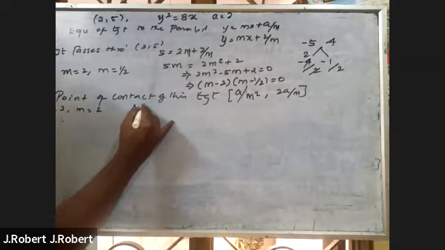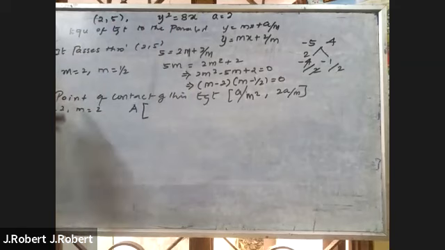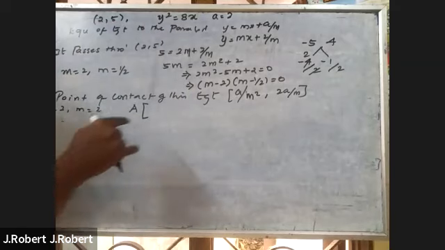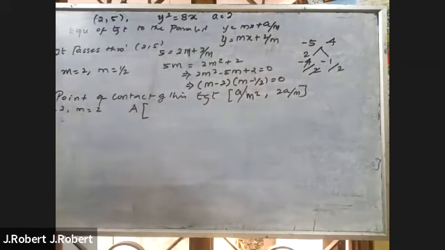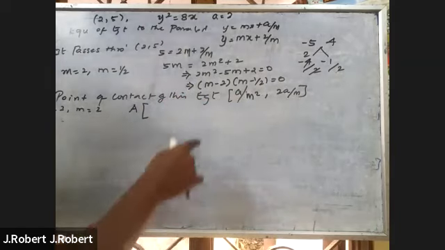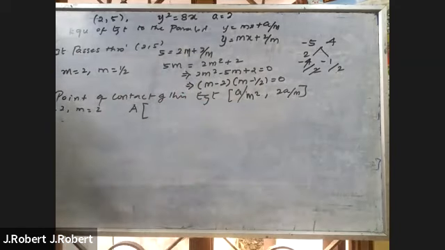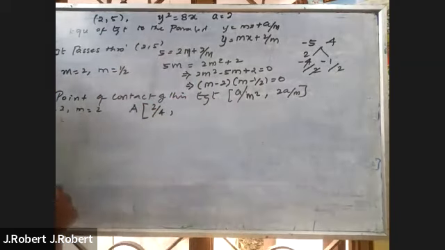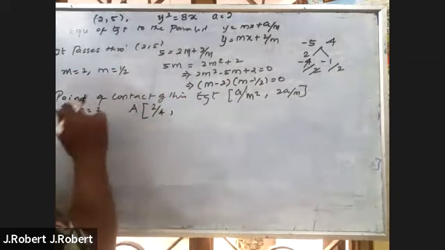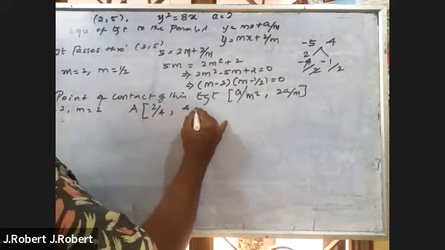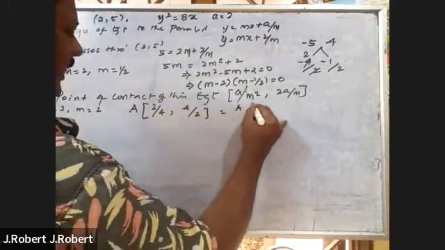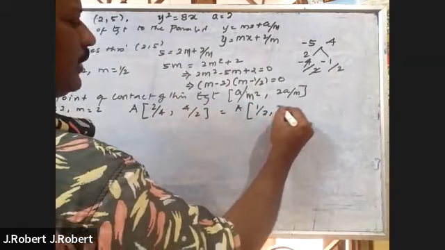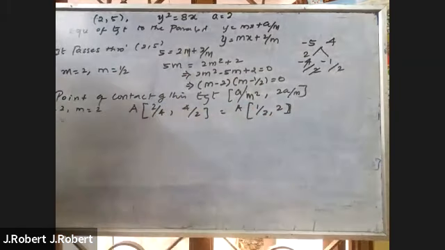The first point of contact, I take this as A. a1 is 2, m1 is 2. So a by m squared is 2 divided by 4, which is 1 by 2. And 2a by m is 2 into 2, 4, divided by 2, which is 2. The first point of contact is (1 by 2, 2).